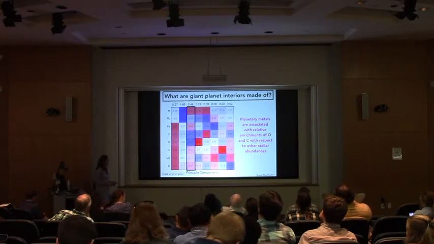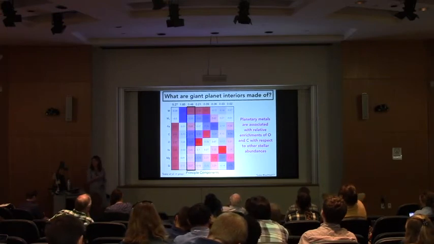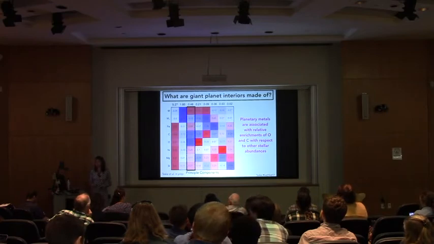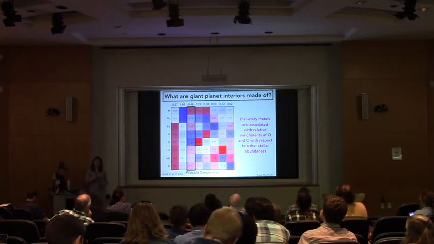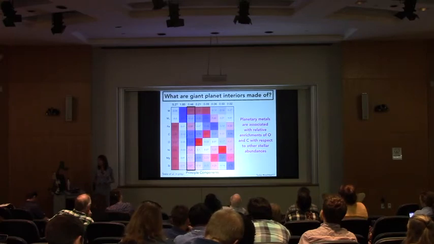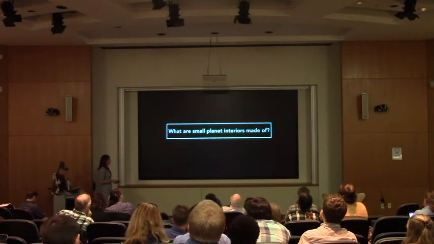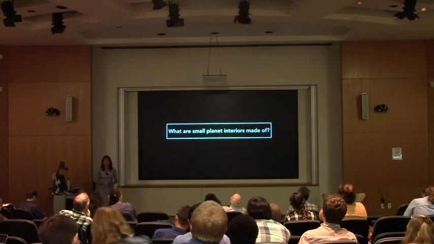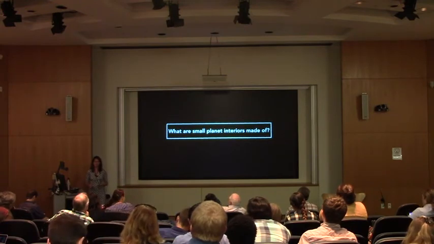I'm trying to analyze data now, but this was really interesting to me, and really something that's only possible to do with this much larger sample of giant planets than what we have in our solar system alone. So that was giant planets. But really what I'm interested in personally is the small planet interiors.